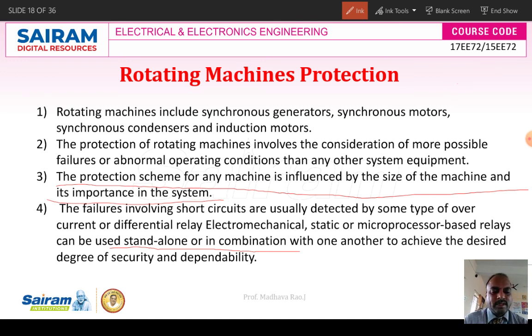So the cost of maintenance will be increased. Without disturbing the equipment, without disturbing the entire system and without increasing the maintenance cost, if we use standalone protection systems, static or microprocessor based relays, we can protect the equipment.